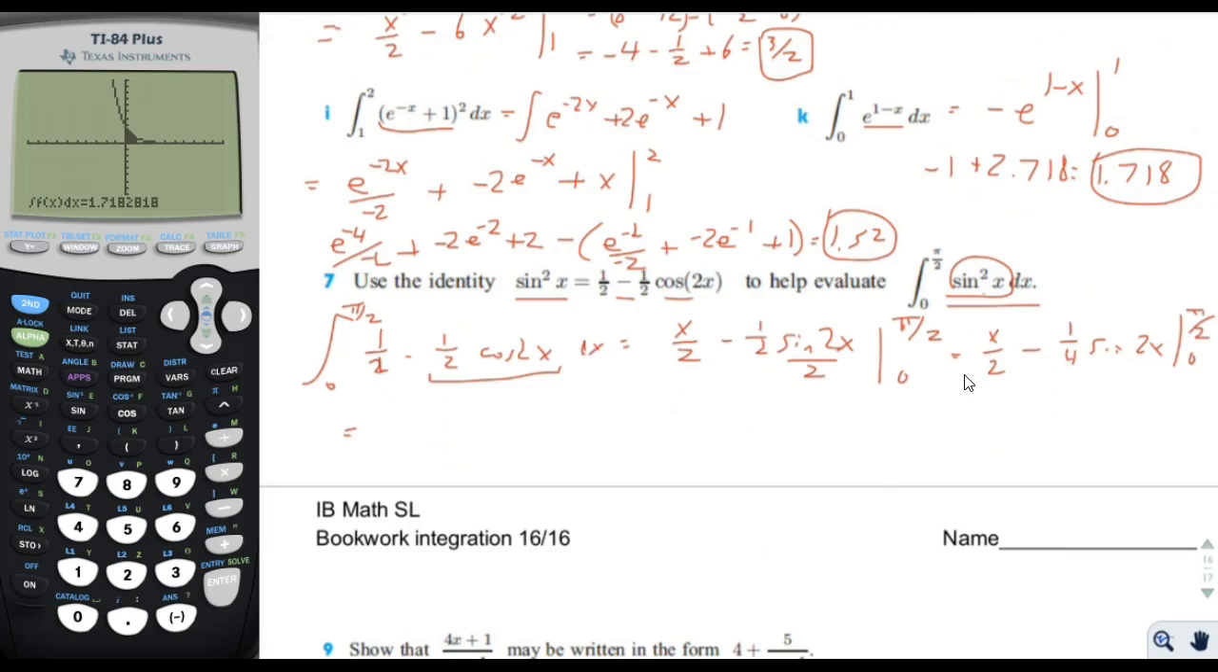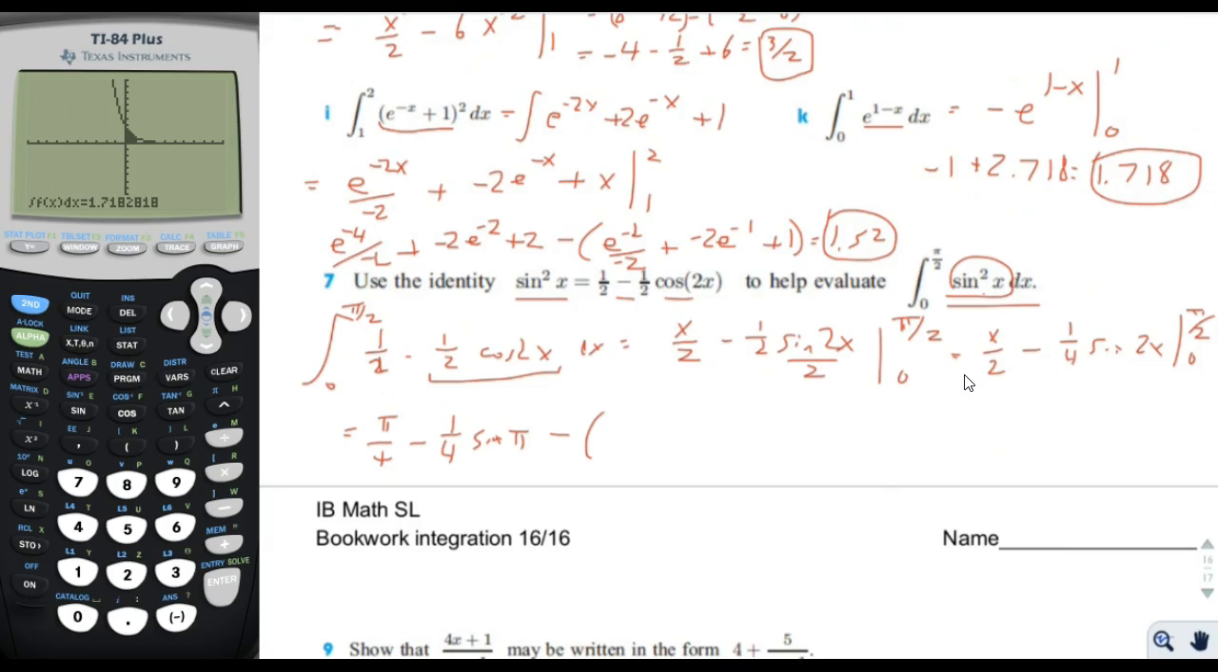And so first we're going to plug in pi over 2. So we'll get pi over 4 minus 1/4 times sine of 2 times pi over 2. 2 times pi over 2 is just equal to pi. So it's sine of pi. Then we subtract off, if we put 0 in for everything, so that would be 0 divided by 2, which is just 0.